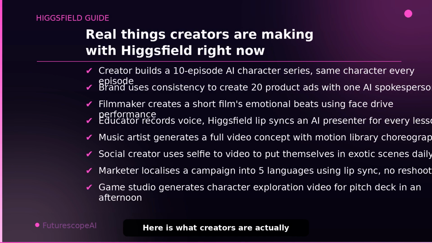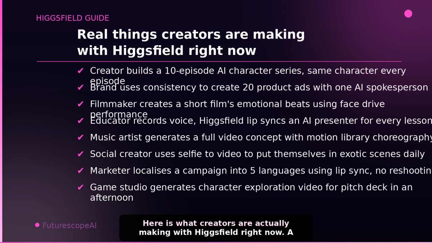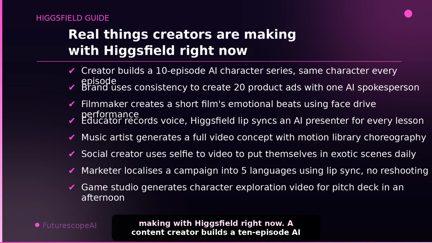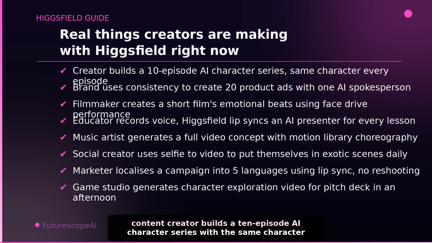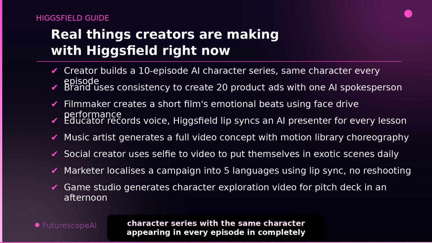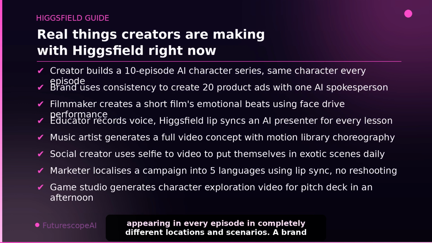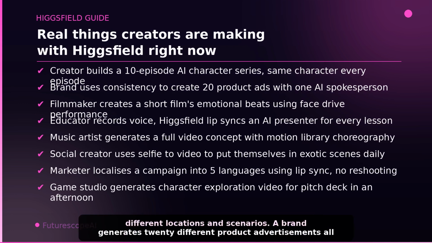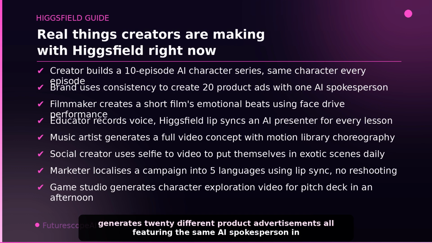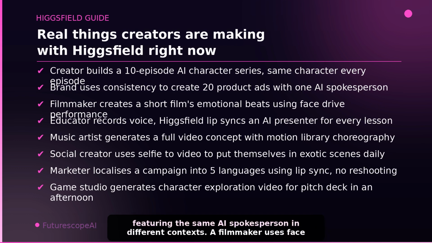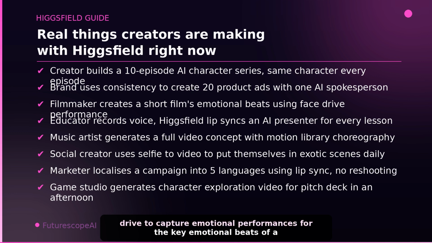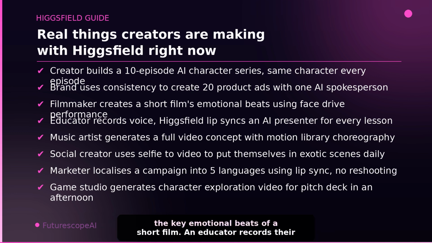Here is what creators are actually making with Higgsfield right now. A content creator builds a 10-episode AI character series with the same character appearing in every episode in completely different locations and scenarios. A brand generates 20 different product advertisements all featuring the same AI spokesperson in different contexts. A filmmaker uses Face Drive to capture emotional performances for the key emotional beats of a short film.